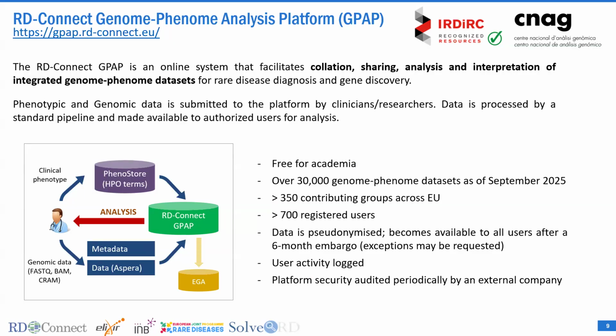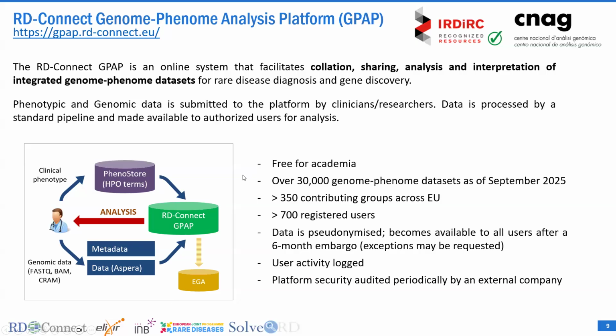gene discovery. So as you can see in this little schema, basically the phenotypic data will be submitted in a standard way that I will show you later on. And then the genomic data will also be submitted with the raw files plus the associated metadata. The data will be processed by a standard analysis pipeline in the system and made available for the users to access and perform the tertiary analysis. In this case, depending on the project and upon approval, the raw data, the FASTQ file and BAM files can also be archived at the European Genome-Phenome Archive.